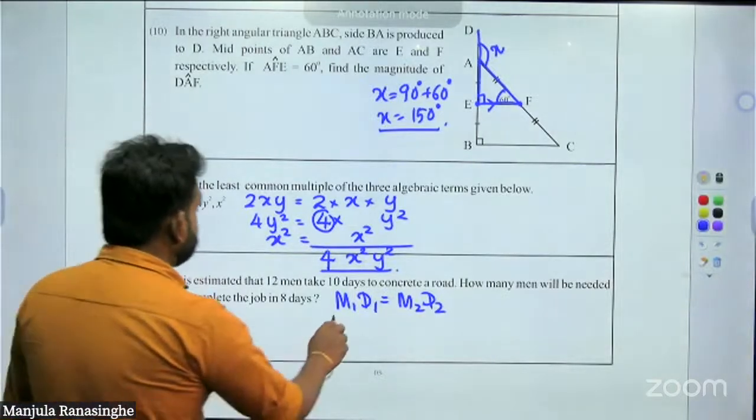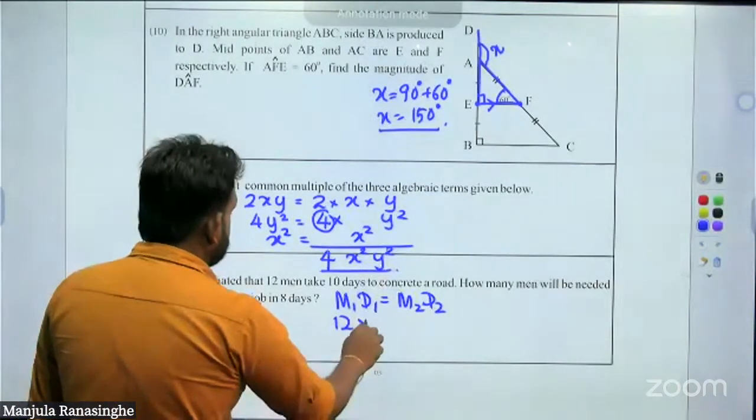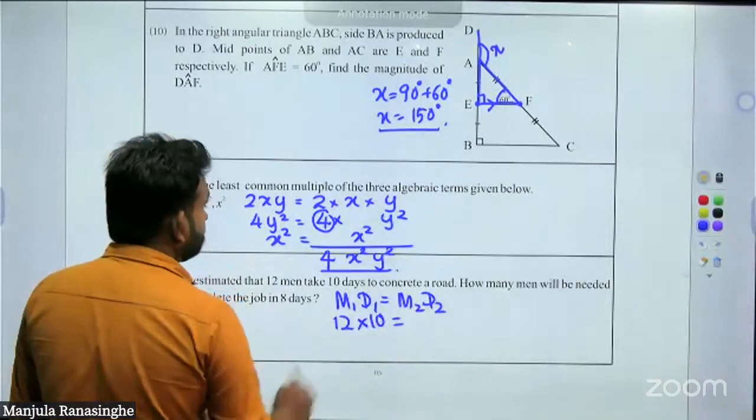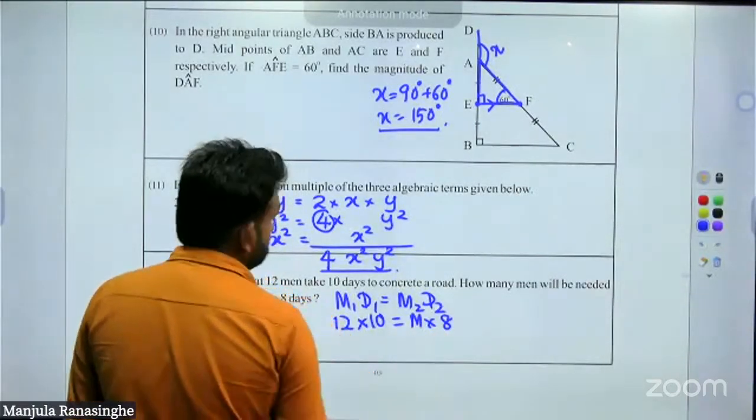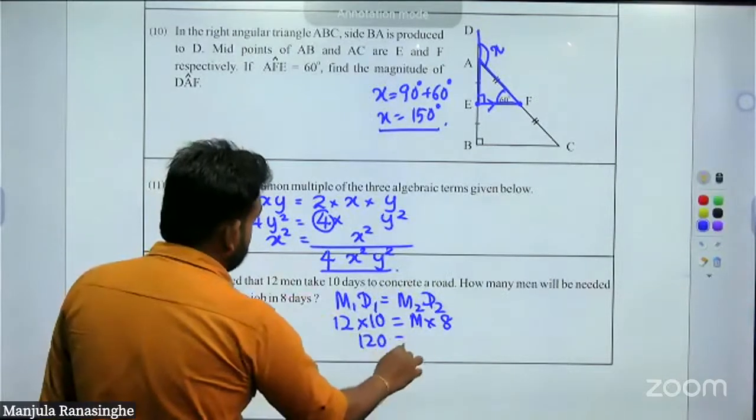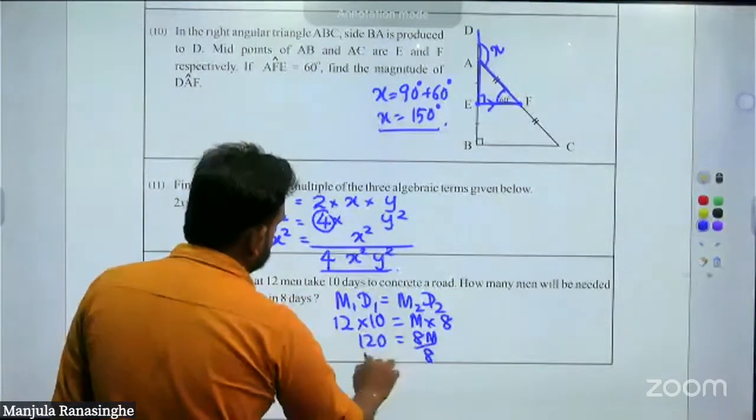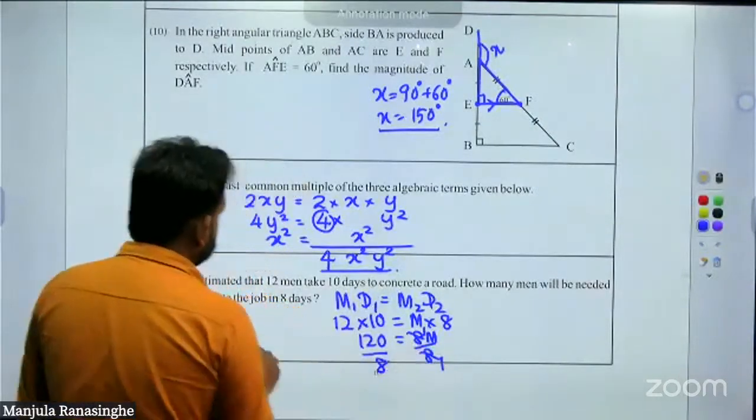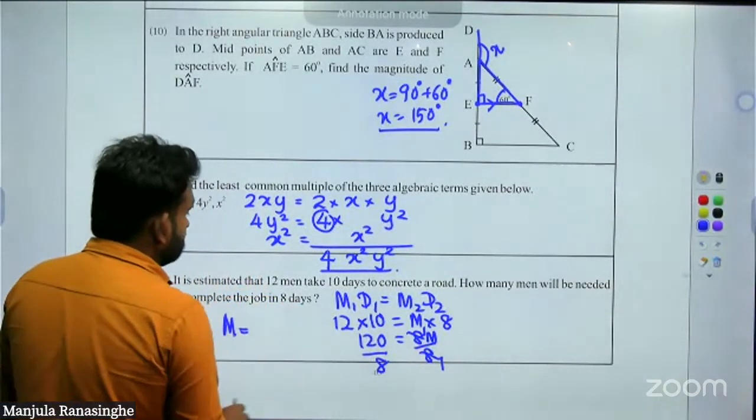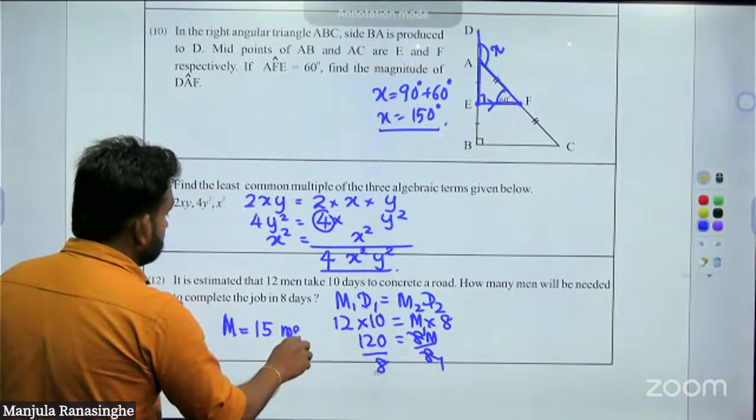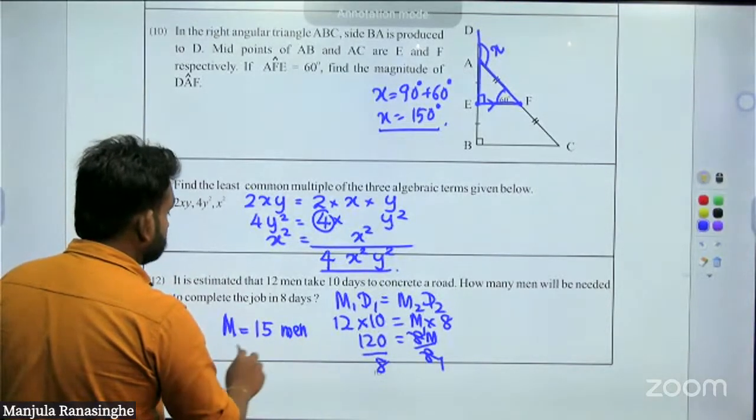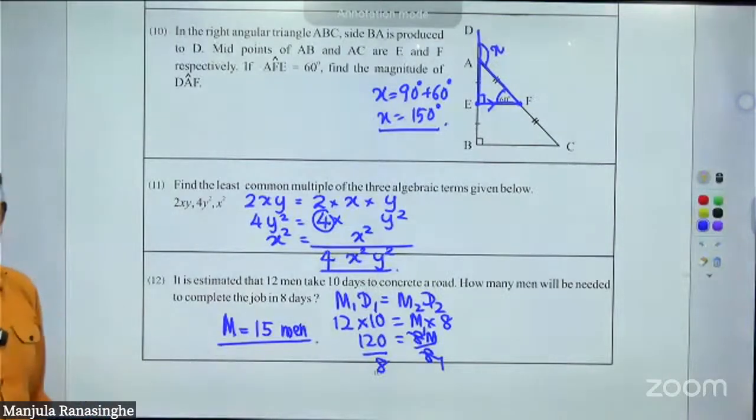So in the first one, 12 men into how many days? 10 days, equals the second scenario, where the days are given as 8 and we are asking for M2. Then 12 into 10, 120 equals 8M. Just divide by 8 on both sides. Then 8 cancels, and M equals 120 divided by 8. 8 1 8, 8 5 40, 15. So 15 men are required. Okay, make the corrections. We completed the first 12 questions.